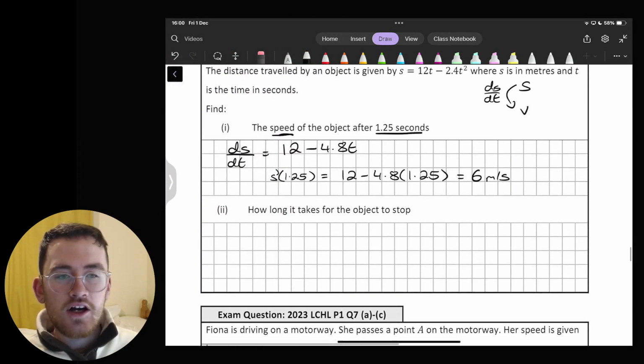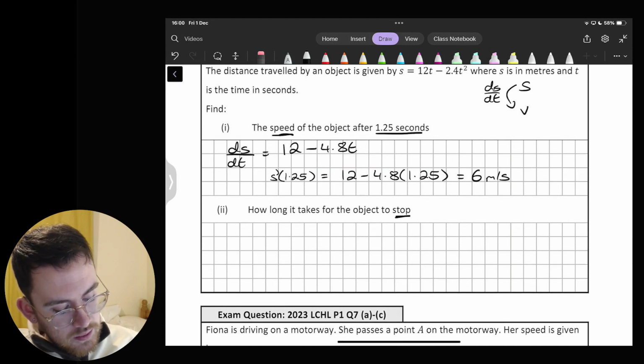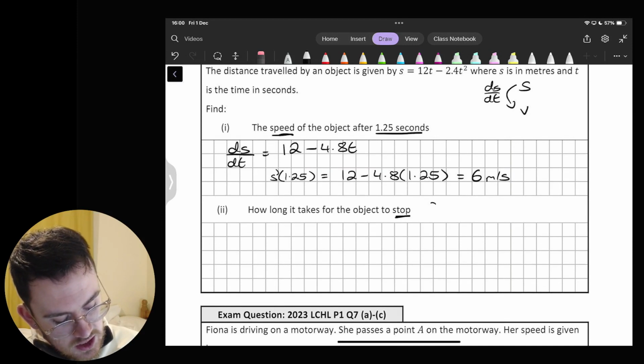To find how long it takes for the object to stop, I'm thinking stationary, I'm thinking speed is equal to 0.